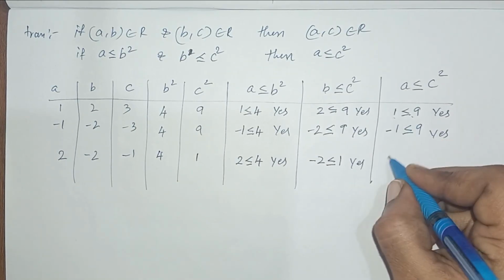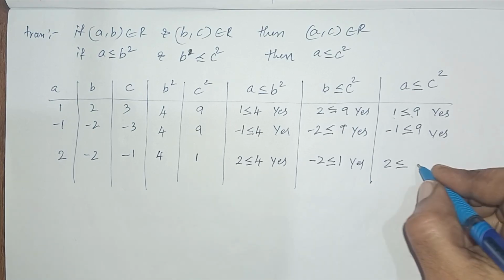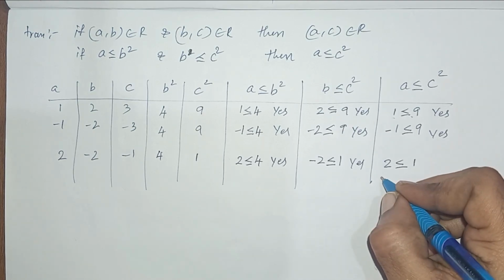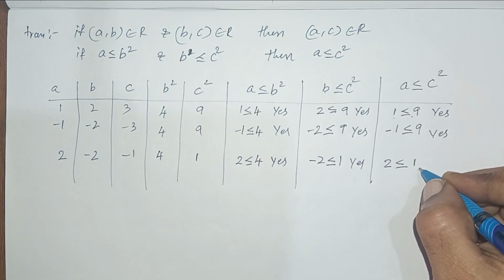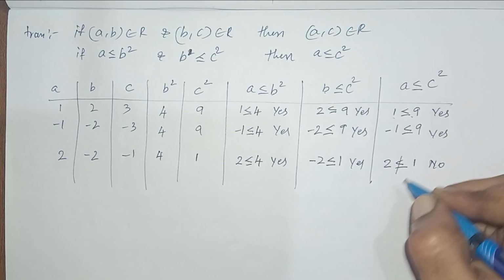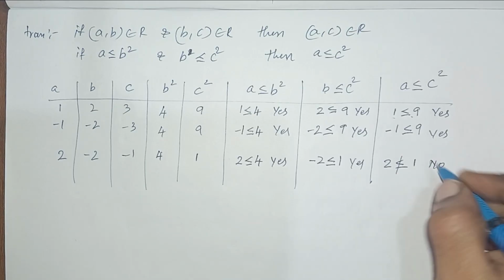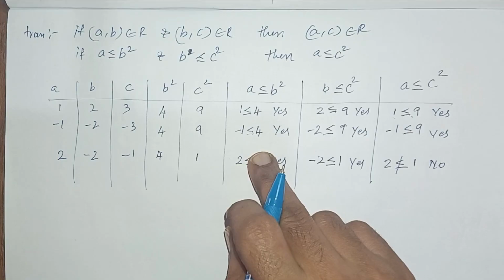The next, a is 2, less than or equal to what is c square? c square is 1. So 2 is less than or equal to 1. No, it's not, because 2 is greater than 1. This does not satisfy the condition. So this is not transitive. So it is proved that not for all values it is transitive.